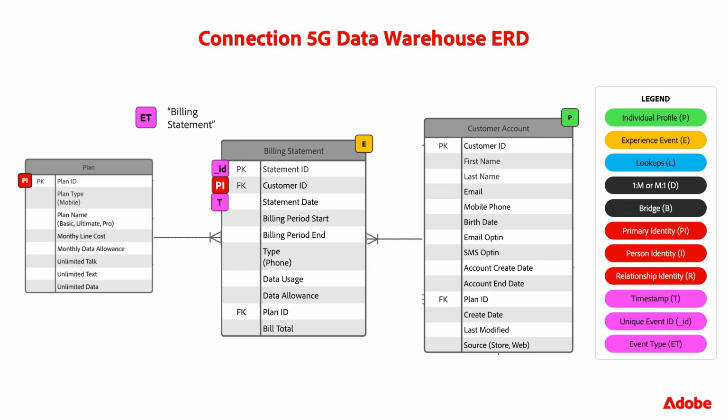The primary identity here is the customer ID, as I am required to have one, and there's nothing else in this table that would fit. There's a relationship here back to the plan table based off of the plan ID.